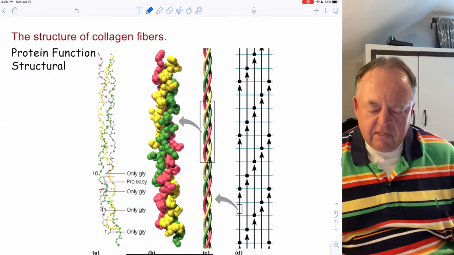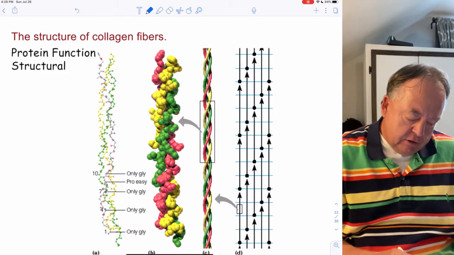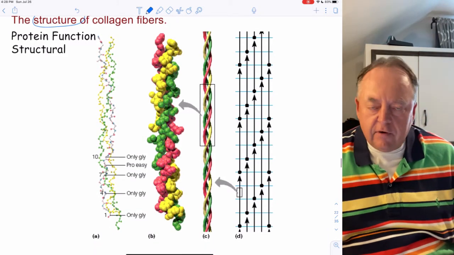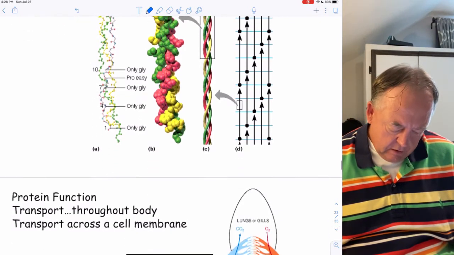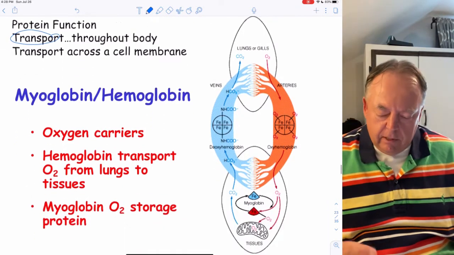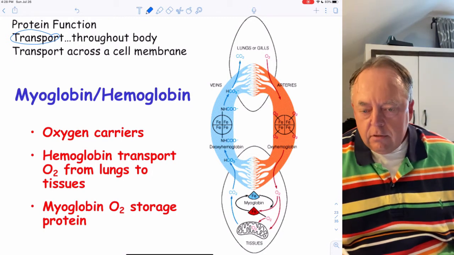Okay, so what are the basic functions of proteins? Proteins have many different functions. So it could be structure. This is just an example. This is collagen fibers. Or they can function for transport. So hemoglobin and myoglobin are proteins, and so obviously they carry oxygen in the body.